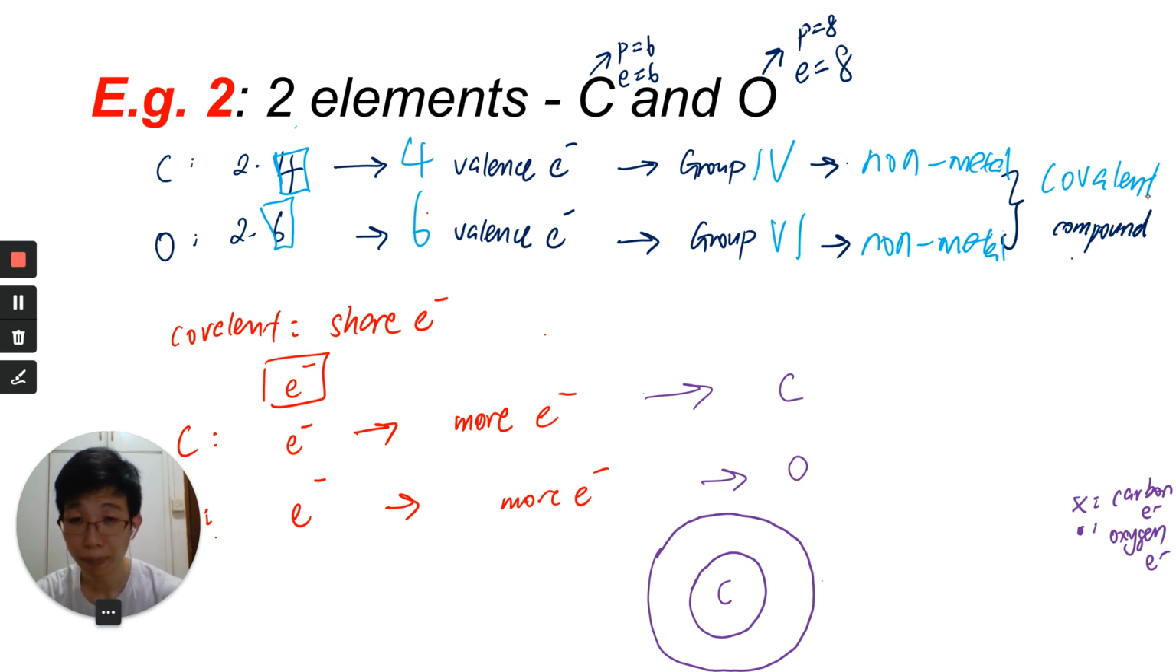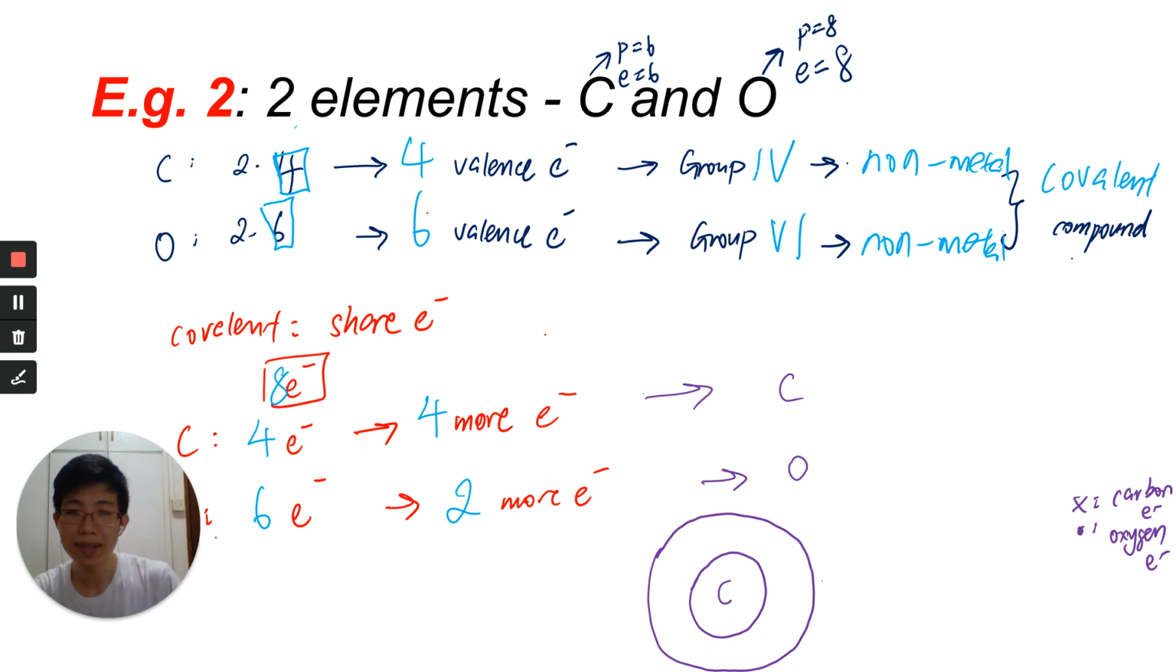So for carbon, how many electrons does it need to fully fill its valence shell? Since it has only 4 valence electrons, it needs 4 more electrons to meet the maximum number of 8, because we are looking at the second electron shell, which can contain up to a maximum of 8 electrons. So carbon currently has 4 electrons, and oxygen currently has 6 electrons. For carbon, it needs 4 more, and for oxygen, it needs 2 more.